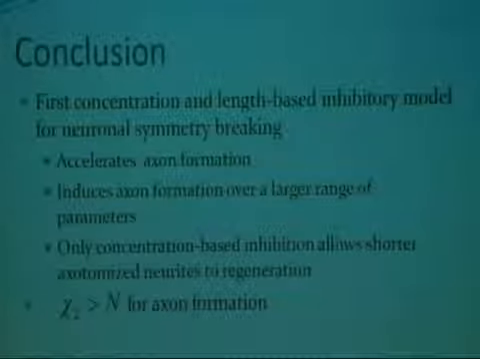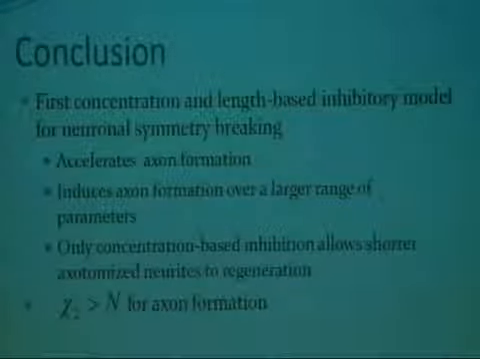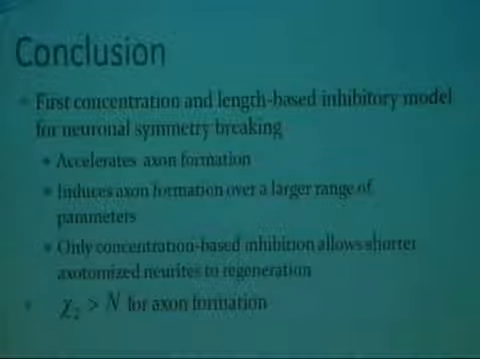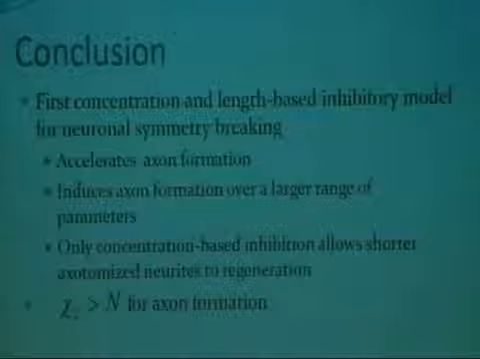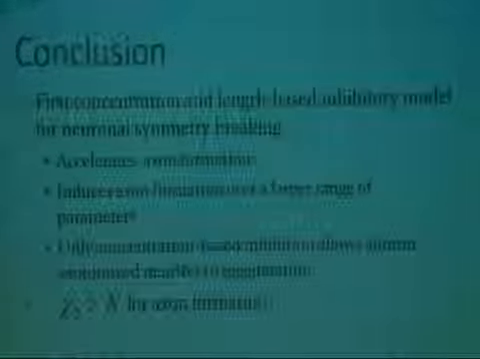So in conclusion, in my project, we proposed the first concentration and length-based inhibition models. We found that for both concentration and length-based inhibition, axon formation was accelerated, and there is a larger range of parameters over which axons will form. But we found that only for length-based inhibition will shorter cut neurites be allowed to regenerate. Also, chi2 must be greater than n for there to be axon formation.